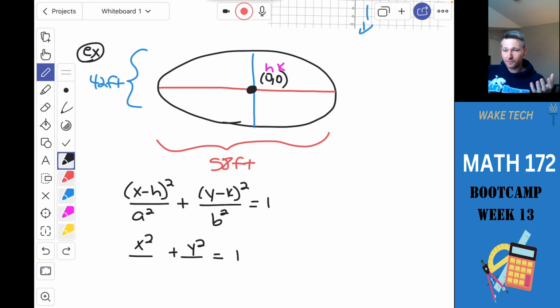Next, we will figure out a and b. A is the distance we should travel from the center to get to the outer edge of the ellipse horizontally. So from one side of the pond to the other was 58. Half of 58 is 29. And so 29 is what we would travel from the center to get to the outside edge. That means a is 29. And so in the equation, 29 squared is what we need. That's 841.